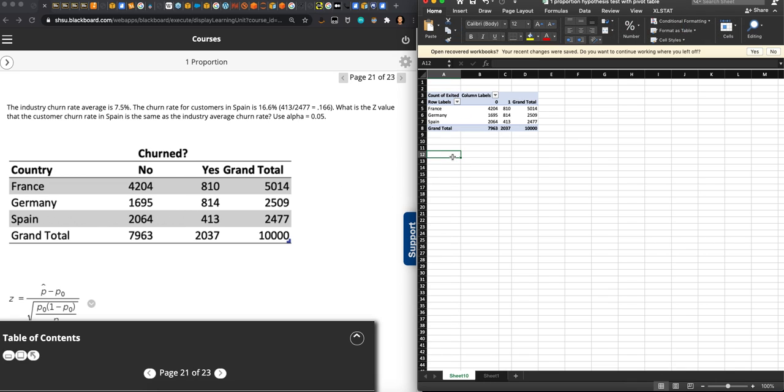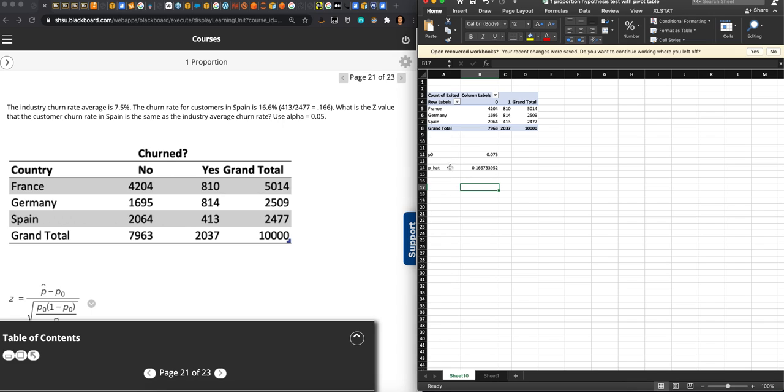Down here, we have the formula for a z-value for a proportion. So p0 is the industry rate. That is 0.075. p hat is what we have estimated. That is the people in Spain who left divided by all the people we have in Spain. That's our proportion here, 16%. A proportion is between 0 and 1. It cannot be bigger than 1 or less than 0.